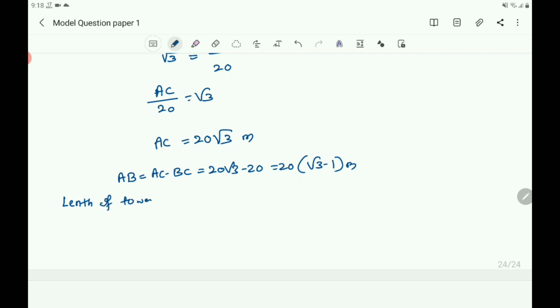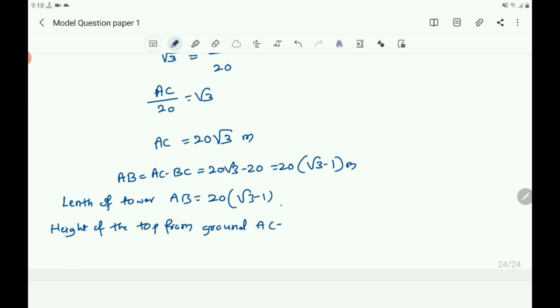Length of tower equals AB equals 20 into root 3 minus 1. And height of the top of the tower from ground equals AC equals 20 root 3 meter.